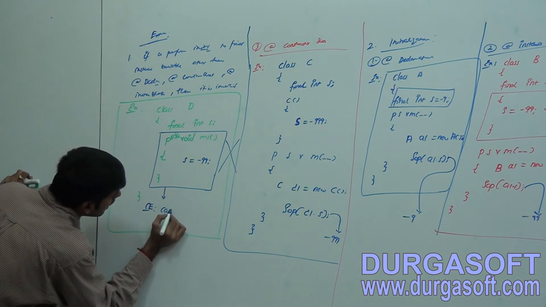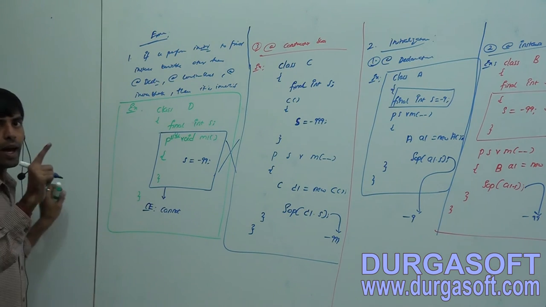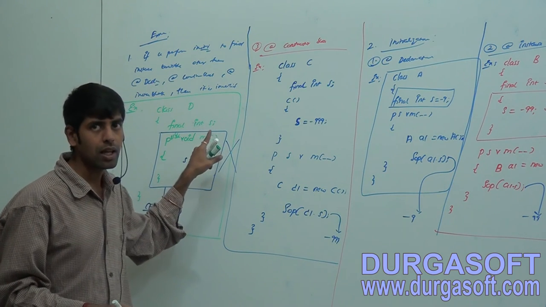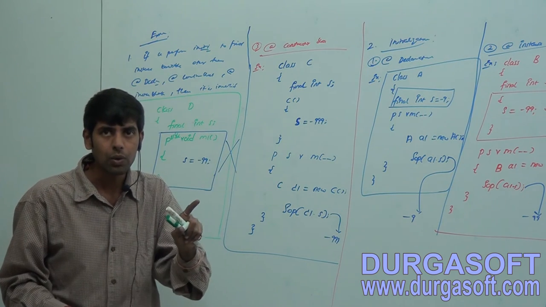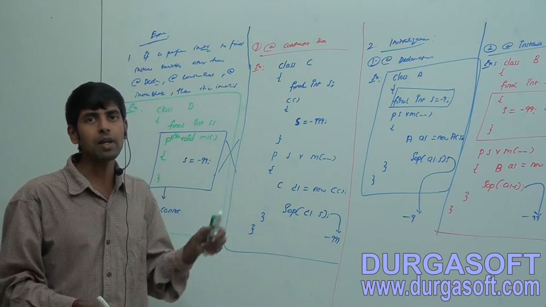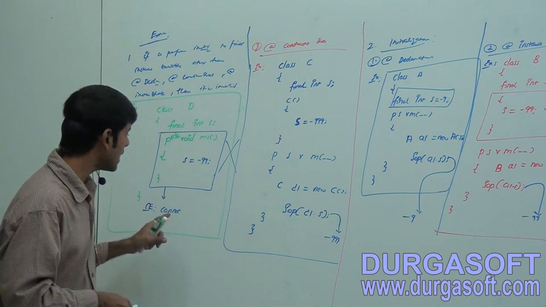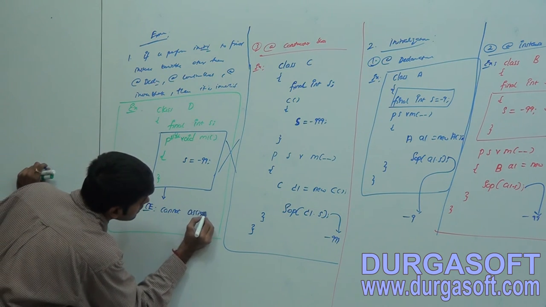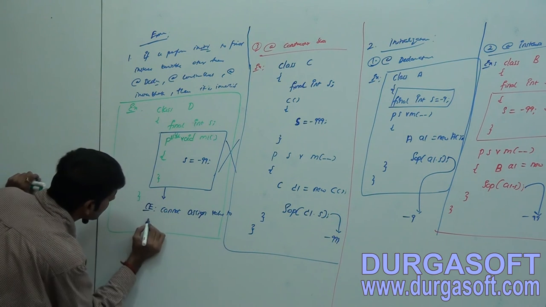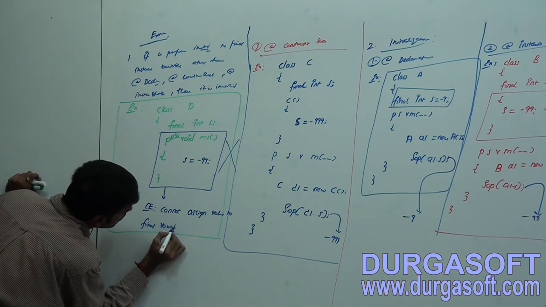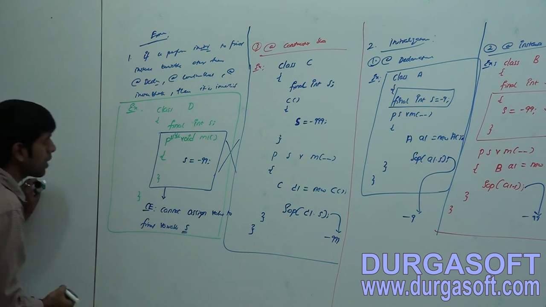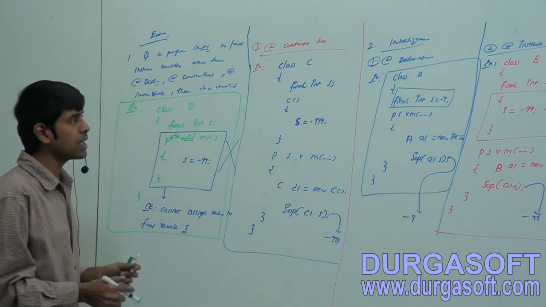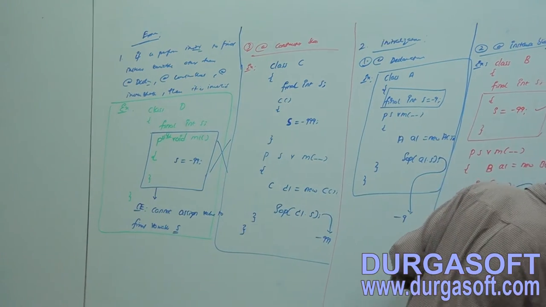Okay, what is that error? Observe here. Cannot assign a value to a final variable. Why? What is the reason behind this one? You have to understand this one. Cannot assign a value to a final variable. What is the reason for that one? Simple reason.